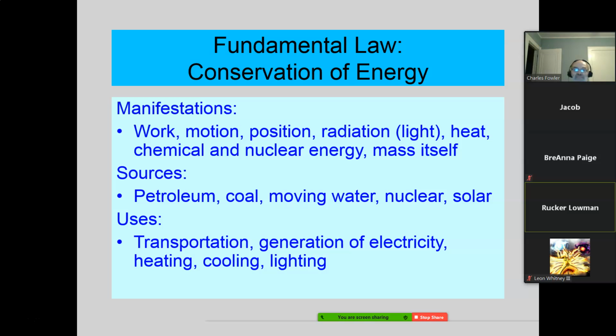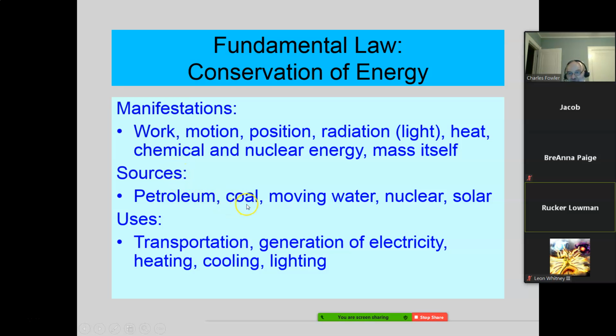Now, what do we use as our main energy sources today? We have gotten hooked on petroleum. We power most of our cars with petroleum. We power our big trucks with petroleum, our ships, our aircraft. We use all sorts of fossil fuels for our energy sources.